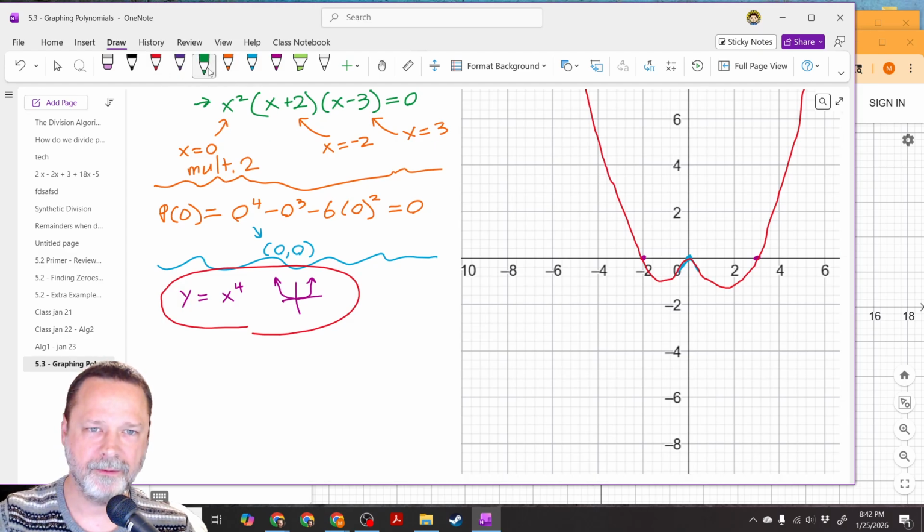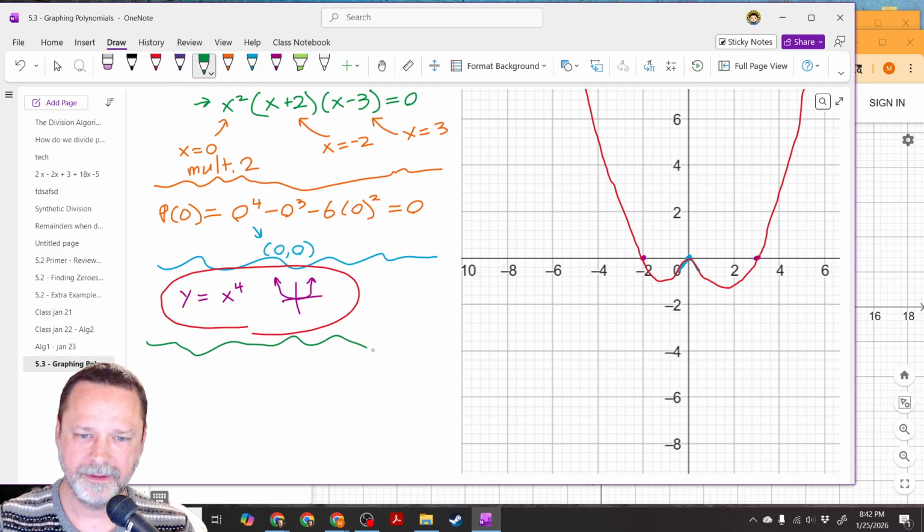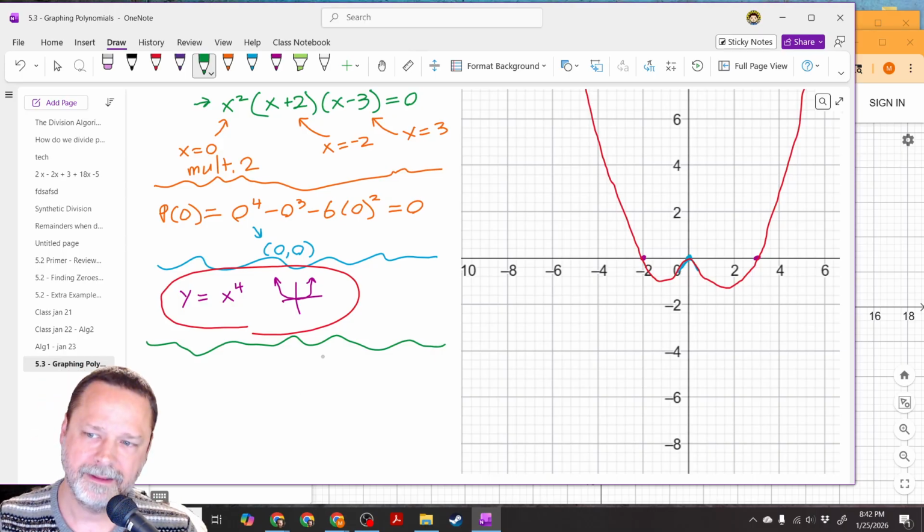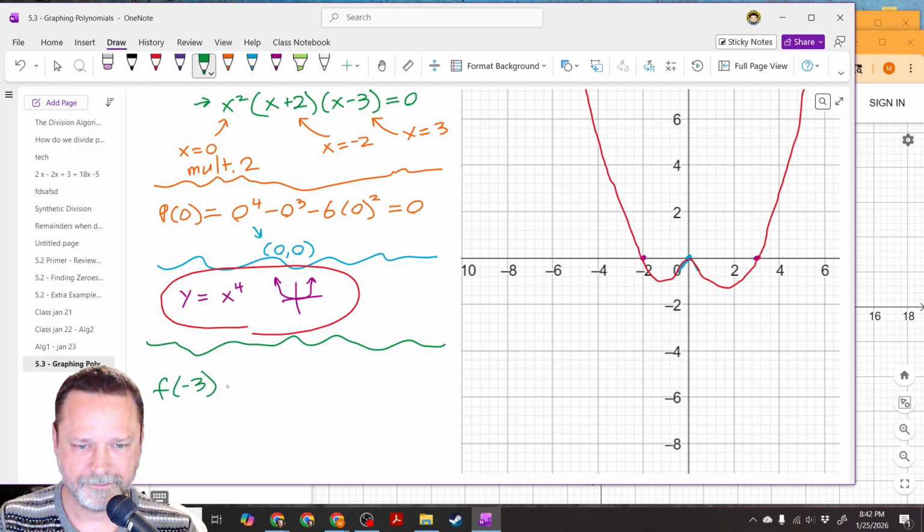So if we want to be really, really thorough, as a quick sketch, for me, I'd be fine with this. This is a quick sketch. But if I want to be extra certain I didn't make mistakes, and I want to be a little bit better with my sketch, then I'm going to find some more points. I'm going to probably find f of, let's say, -3. I'm going to find f of -1.